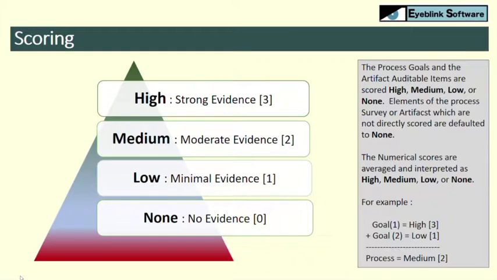The scoring is defined on this slide and exists in 4 levels, from none to low to medium to high. Each level is associated with a number. High is 3, medium is 2, low is 1, none is 0. The numbers are used to average the scores from multiple items.